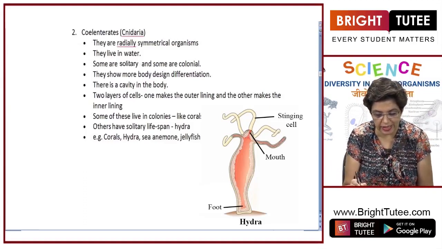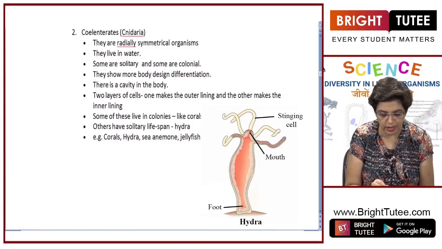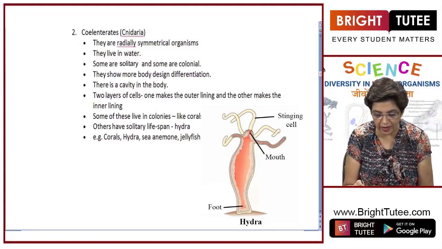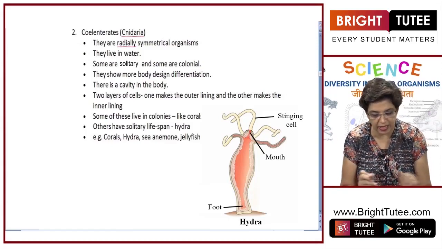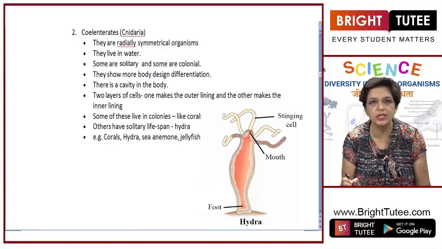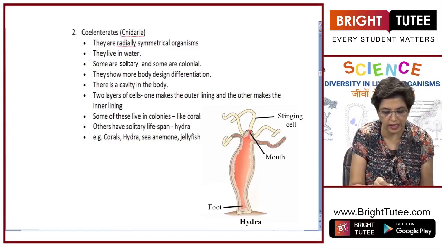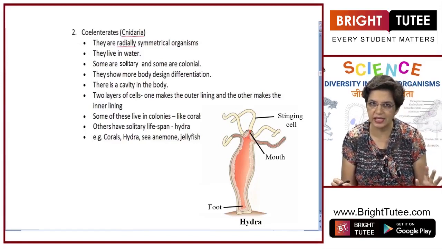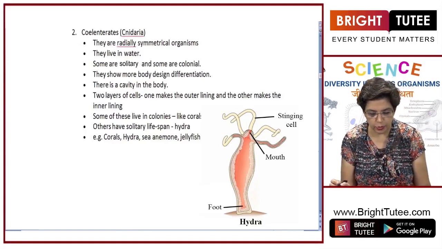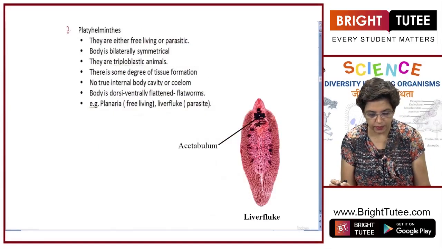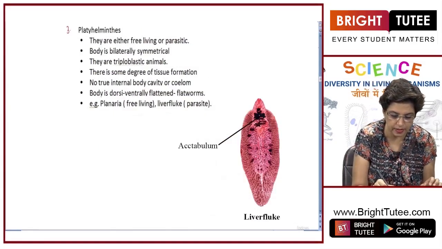Next, some of these live in colonies, for example corals, while others live a solitary life, for example Hydra. Hydra, corals, jellyfish, they all belong to this category of Coelenterata. Okay, so this is the second phylum. Let's move on to the third phylum, that is Platyhelminthes.